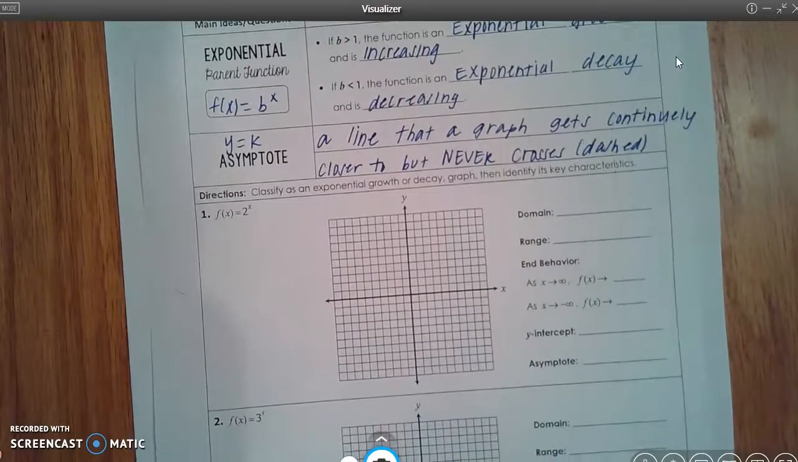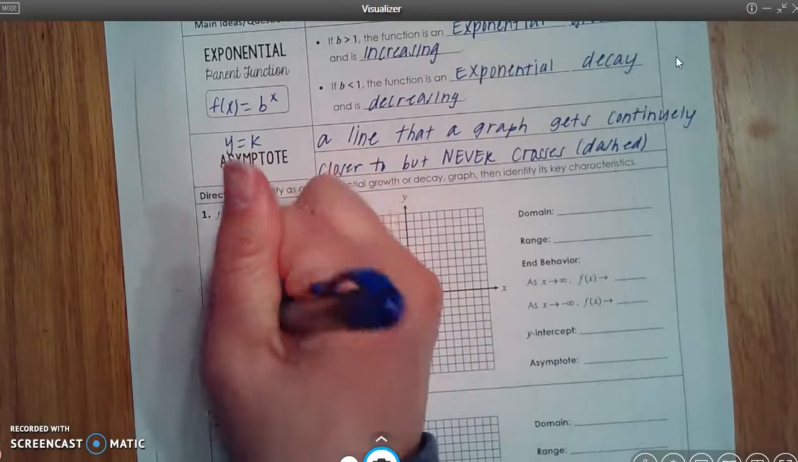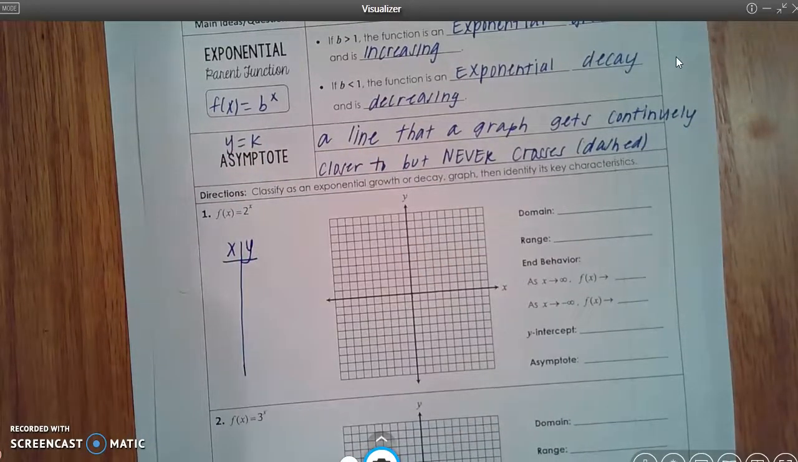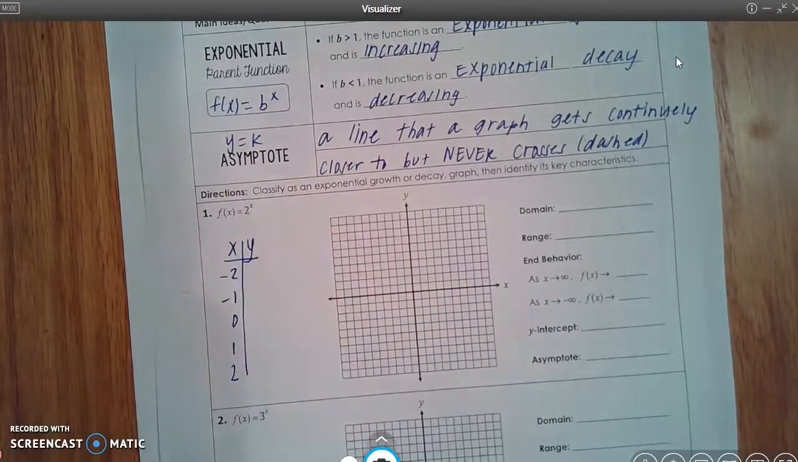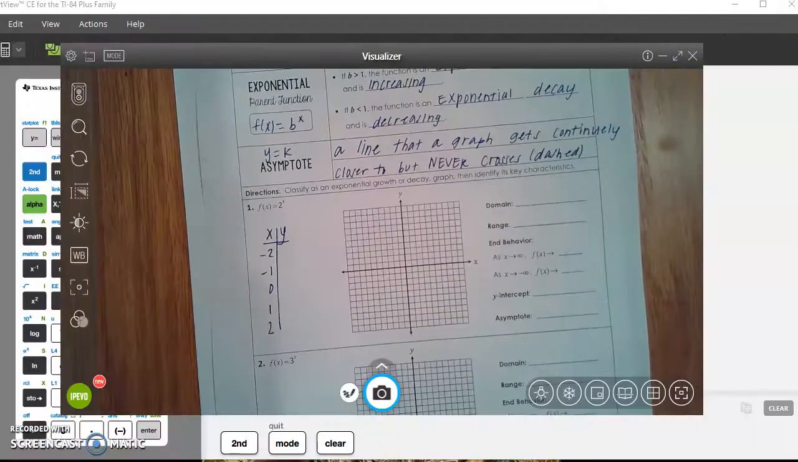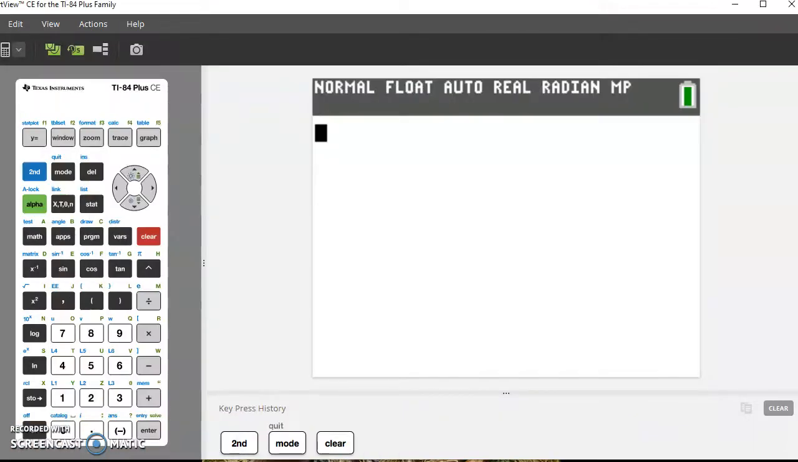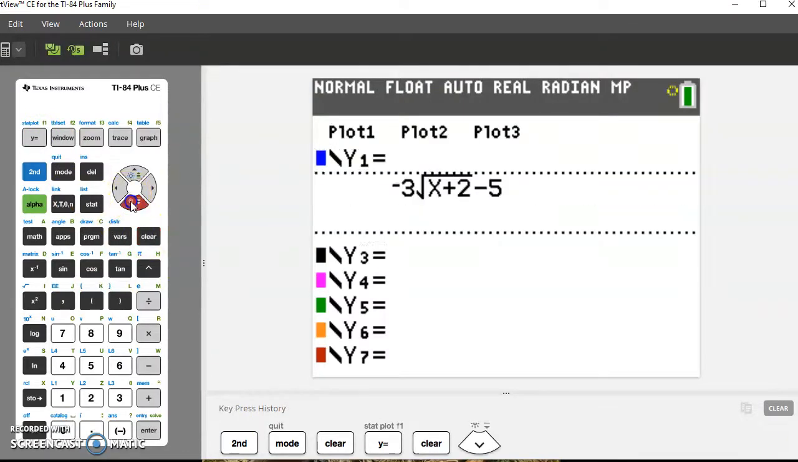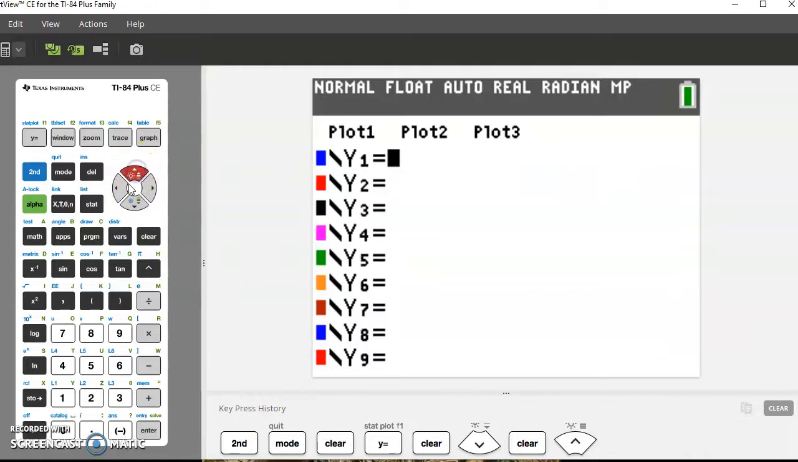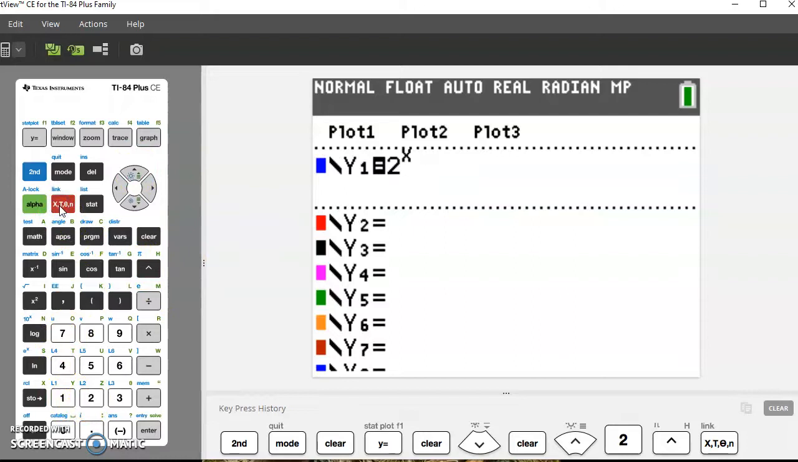So what we're going to do for step 1 is we're going to create an XY chart. And then since none of these have any changes, I'm going to go from -2, -1, 0, 1, and 2 to get my numbers. So we are going to go and open up our calculator. Okay, so in the calculator, you're going to go to y equals. I would clear out anything that you have in here just so we can get the picture of our graph. And we're going to do 2 raised to the x.